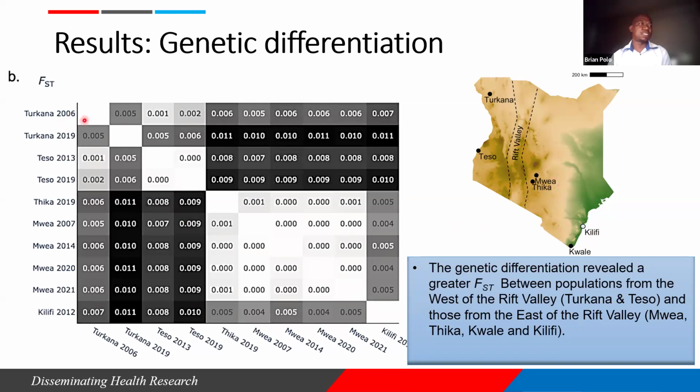As you can see, between Turkana 2006 sample collection and Teso 2019, we just have a 0.002 FST difference. But if we compare Turkana 2006 against samples like, for example, Kilifi on the other side of the Rift Valley, we see a 0.007 difference. And actually it's between 0.005 to 0.007 on the east of the Rift Valley.